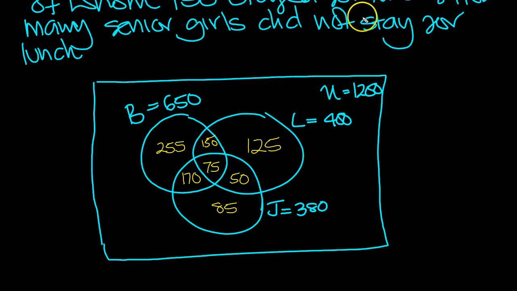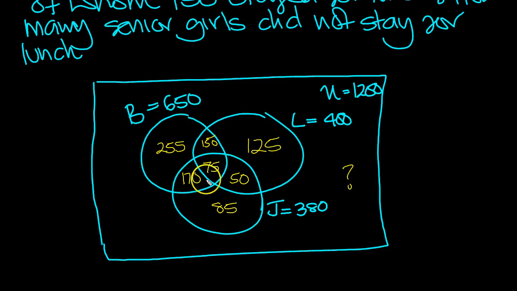Now we're asked how many senior girls did not stay for lunch. So if they're senior girls, seniors are outside the junior circle. Girls are outside the boys circle. And not staying for lunch is outside the L circle. So that corresponds to this area outside these 3 circles, because in here they have to be girls because they're not boys, they have to not have stayed for lunch because they're outside L, and they have to be seniors because they're outside the J circle. So this matches the question. All we need to do is tot up the total inside area, take it away from 1200 and we've got that number there.